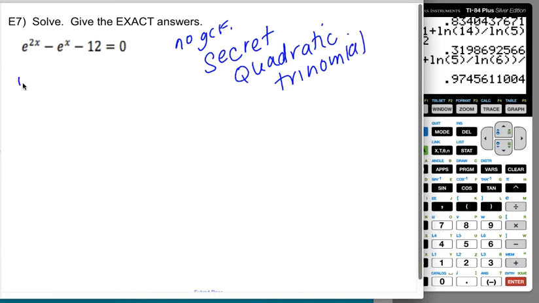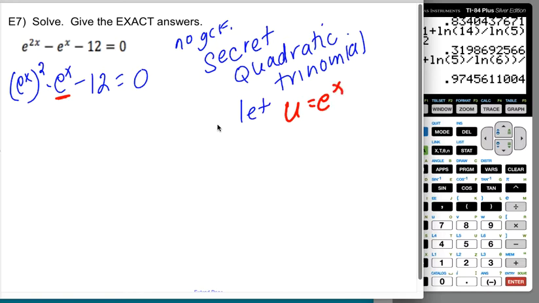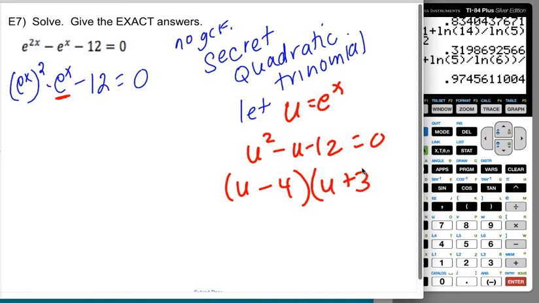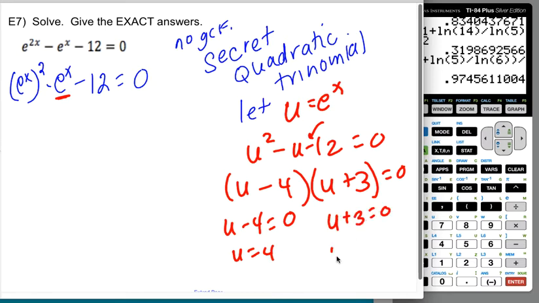All right, so if I remember that this is actually an e to the x quantity squared minus an e to the x minus 12, you've seen these before. We're going to say, let's call this linear term u. Well, wouldn't that make this u squared minus u minus 12, which we know how to factor, right? So this factors into a u minus 4 times a u plus 3, right? Because I need the 12 to have two things that have opposite signs, right? So either u minus 4 is 0, which would be u equals 4, or u plus 3 is 0, which would be u equals negative 3.